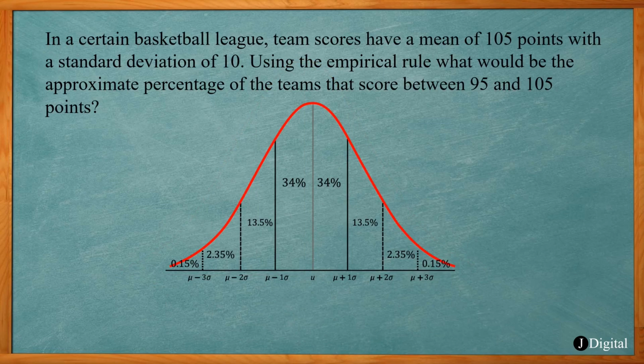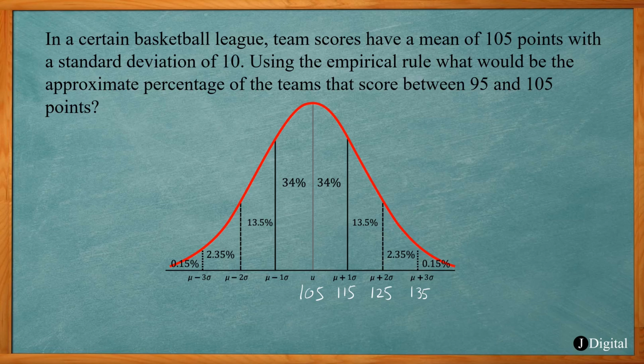So this one says, in a certain basketball league, team scores have a mean of 105 points with a standard deviation of 10. Using the empirical rule, what would be the approximate percentage of the teams that score between 95 and 105 points? So our mean goes in the middle, that's 105 here. Plus one standard deviation is going to be adding 10 to that, so 115. Another standard deviation will add another 10 to that, so 125. And then another 10. So that's 3 standard deviations from the mean.